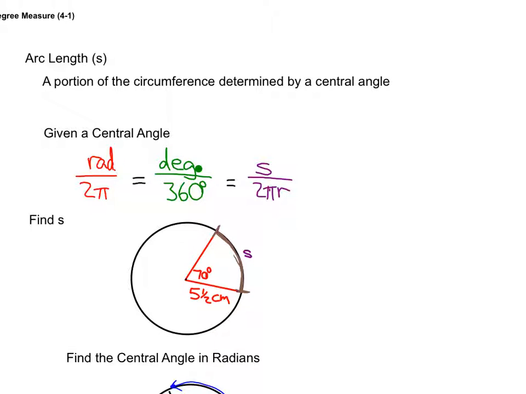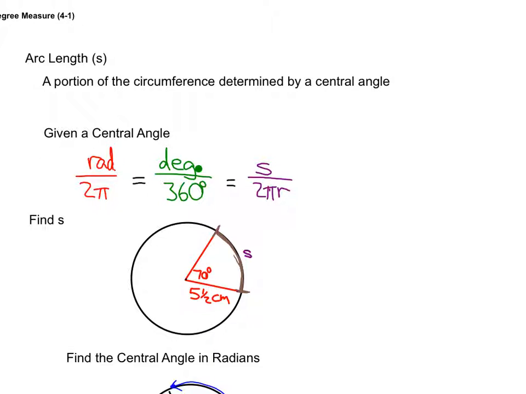Wouldn't s just equal 70 degrees? Well, here's the thing. The degree is the measure of the central angle. We want the actual distance. I could have a 70-degree angle, but depending on how big of a circle I'm dealing with, I'm going to have a very different distance.